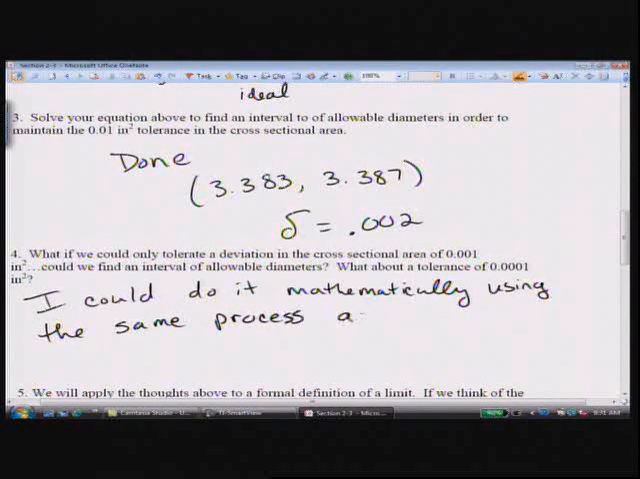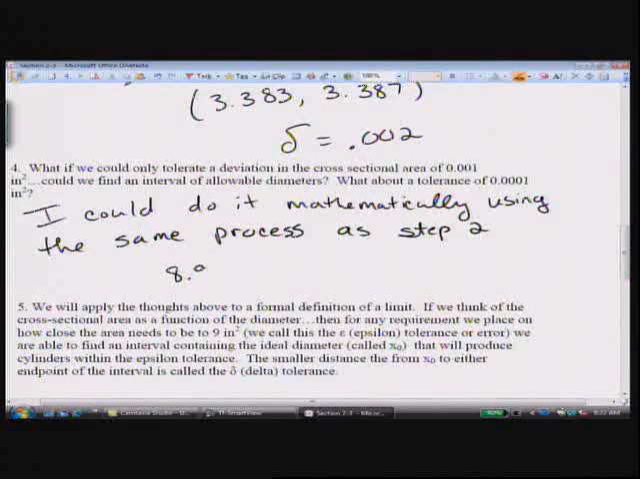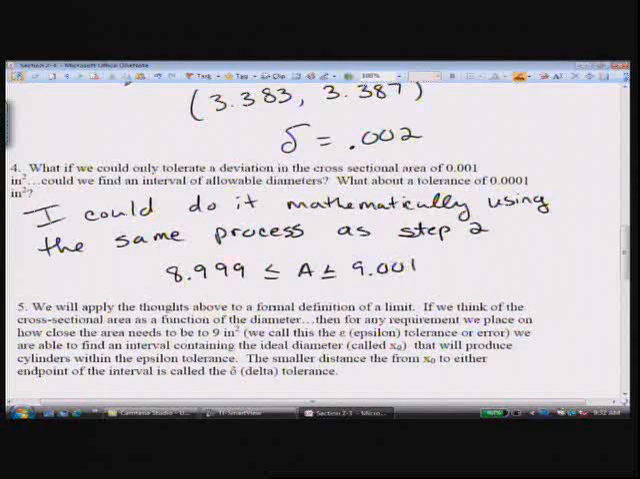As step 2. And like for the first one, I would just say that I need to be in between 8.999 to 9.001. And then I would just continue. Okay? So that's the concept.